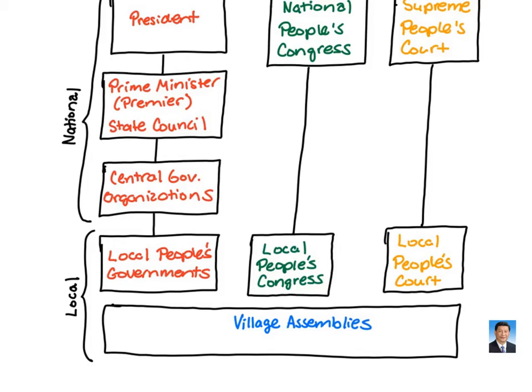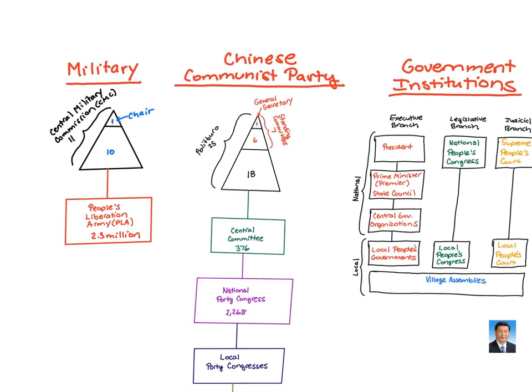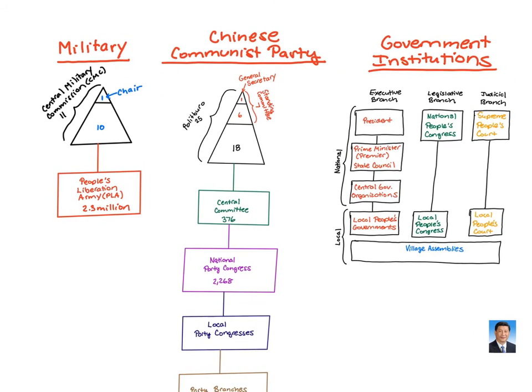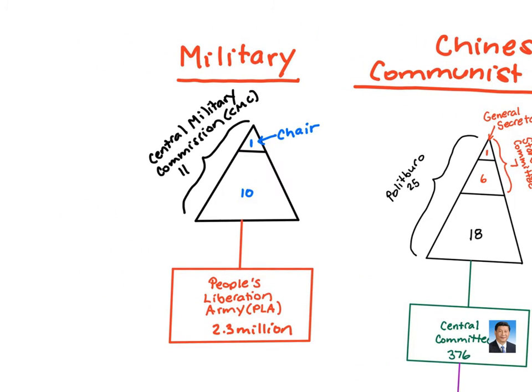So we've looked now at the organization and structure of the Chinese Communist Party and the organization and structure of the government institutions. The last thing here is the military. Now, the military is overseen by a body called the Central Military Commission, the CMC, which is a body composed of 11 individuals. 10 individuals from the military and 1 civilian. The civilian runs the CMC. The civilian serves as the chair of the Central Military Commission. Now, that individual actually, therefore, is the commander-in-chief of the military.